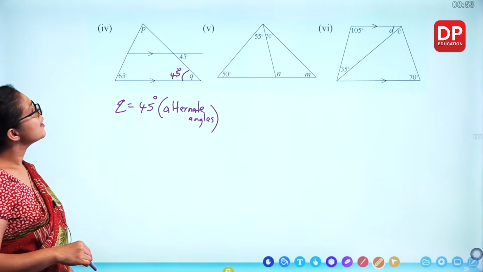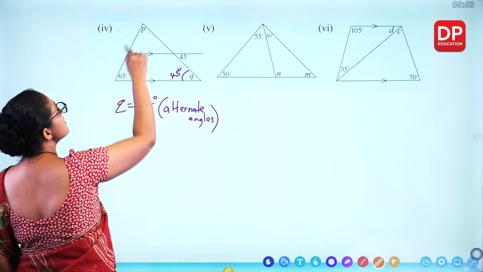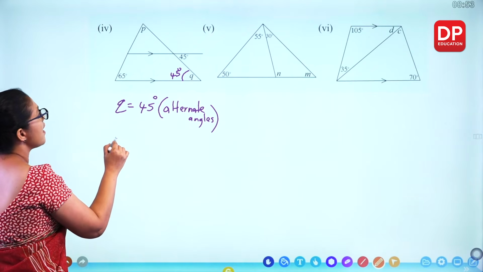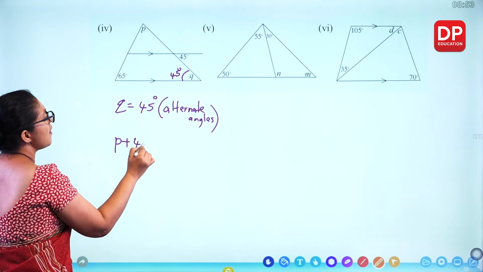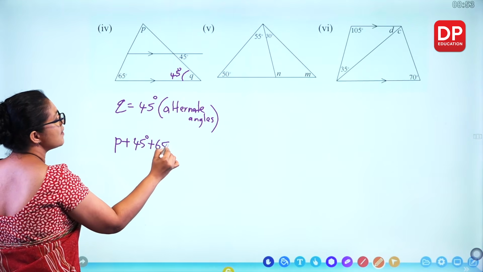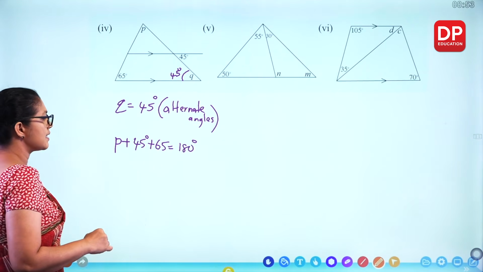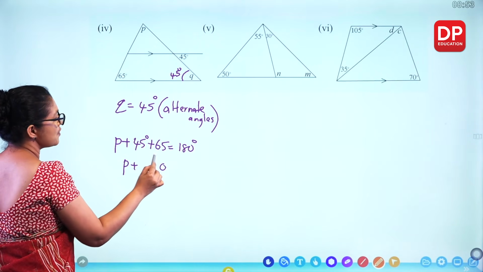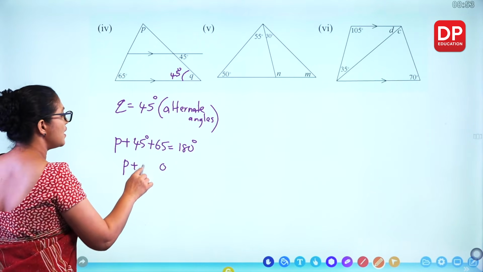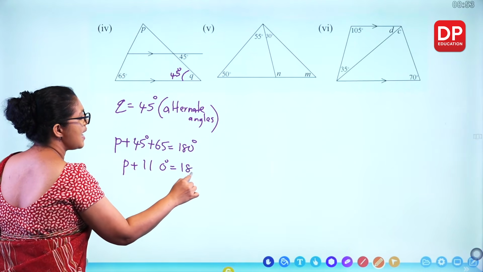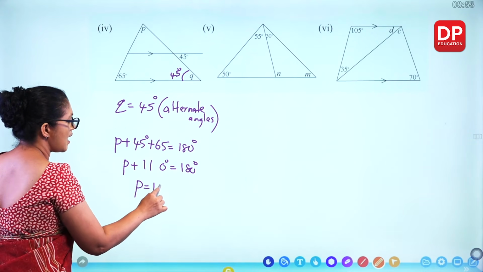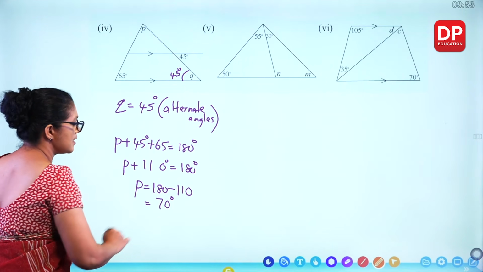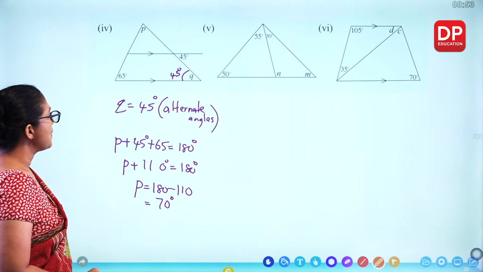Then what can you say about these three angles? This is sum of interior angles. So I can write P plus 45 plus 65 is equal to 180. So when I add these two, what do you get? 5 plus 5, 10, 1 remaining, 7 plus 4, 11. So 110 is 180. P equals 180 minus 110. You get 70 degrees for P.